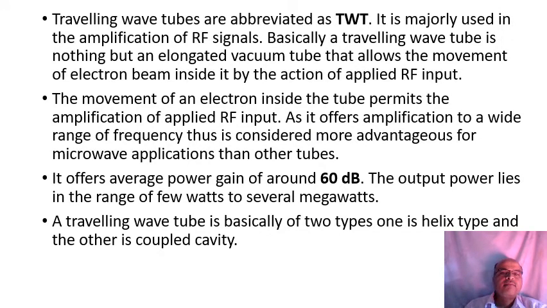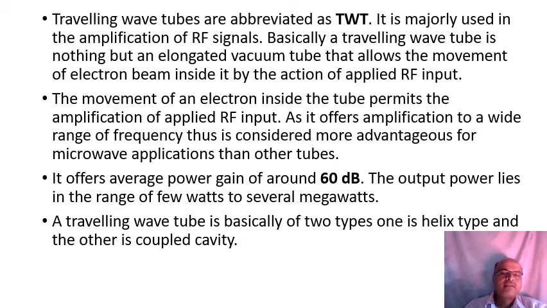Next, the traveling wave tube is abbreviated as TWT, and it is majorly used in the amplification of RF signals. So to amplify radio frequency signals, the traveling wave tube is used. Basically, a traveling wave tube is nothing but an elongated vacuum tube that allows the movement of an electron beam inside it by the action of the applied RF input. The movement of electrons inside the tube permits the amplification of the applied RF input, as it offers amplification over a wide range of frequency, and thus is considered more advantageous for microwave applications than other tubes.